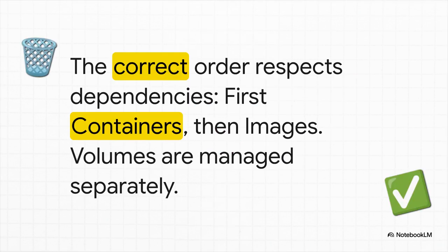The secret is all about understanding dependencies. Think about it. You can't throw away the blueprint, the image, if you still have a house, a container built from it. It doesn't even matter if the container is stopped. So the proper order is always the same. Get rid of the containers first. Then you're free to remove the images they were made from. Volumes are a whole separate thing.